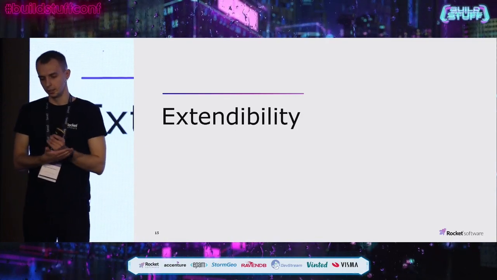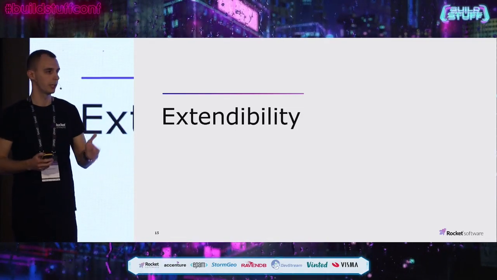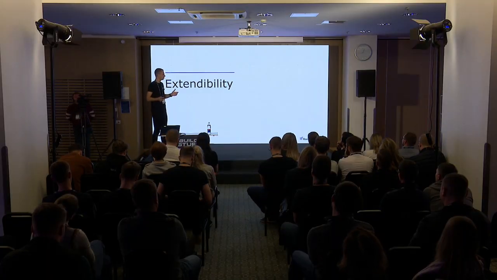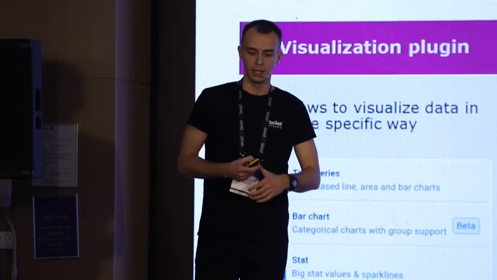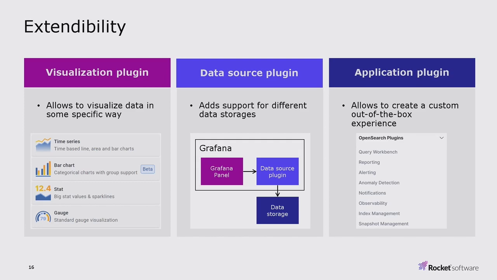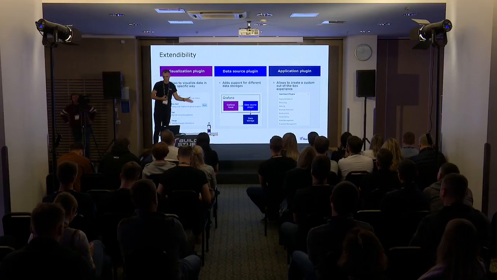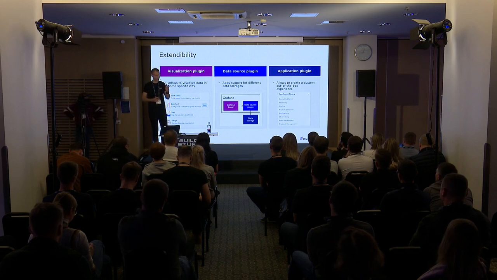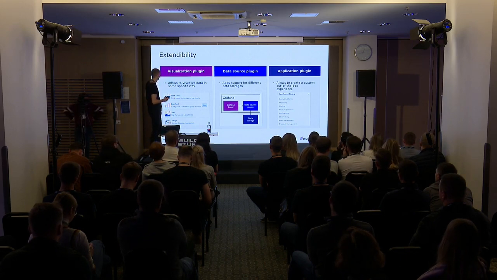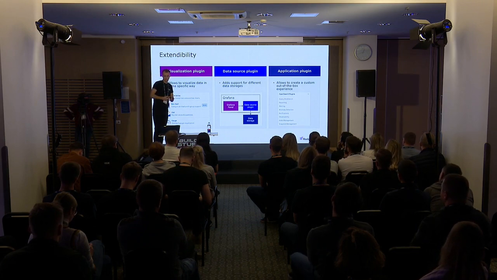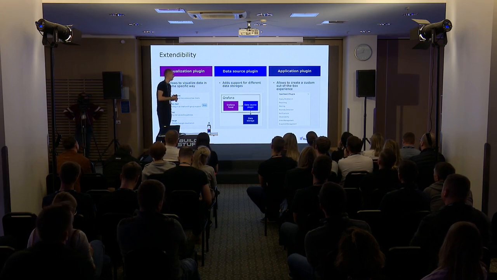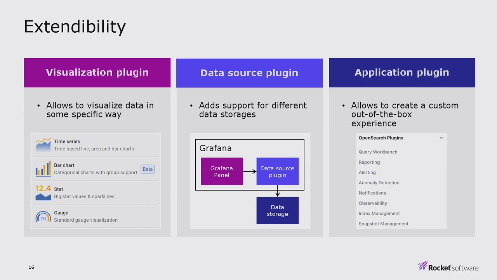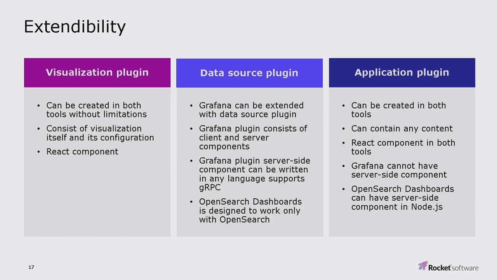Okay, extendability is the next topic. You may think about creating your own plugin when you don't have the functionality you need. For instance, available visualizations are not enough, and you need some custom UI experience to visualize your data. In general, plugins are separated into visualization, data source, and application plugins. A visualization plugin allows you to visualize data in some specific way, for instance, time series, bar chart, or heat map. A data source plugin adds support for different data storages. And an application plugin allows you to create a custom out-of-the-box experience. Examples of application plugins are the monitoring plugin and observability plugins in OpenSearch Dashboards.